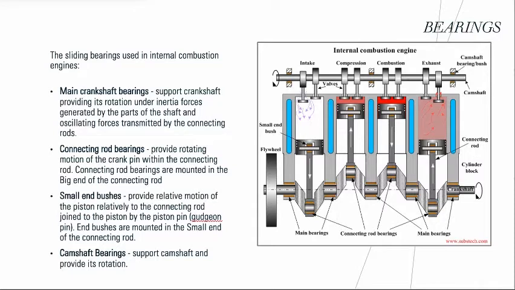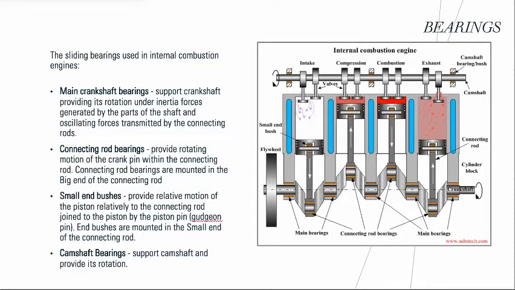The second one is connecting rod bearings, which provide rotating motion of the crank pin with the connecting rod, which transmits cyclic loads applied to the piston. Connecting rod bearings are mounted in the big end of the connecting rod. A bearing consists of two parts, which are commonly interchangeable, and the third one is the small end bushes.